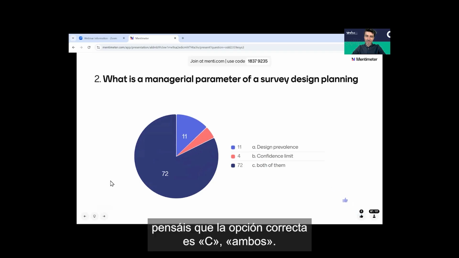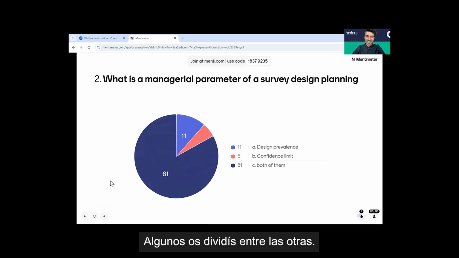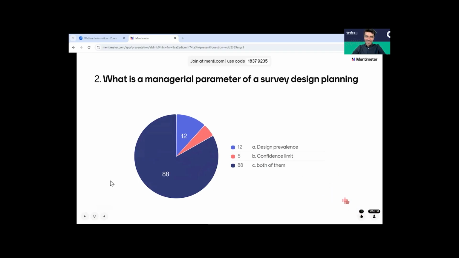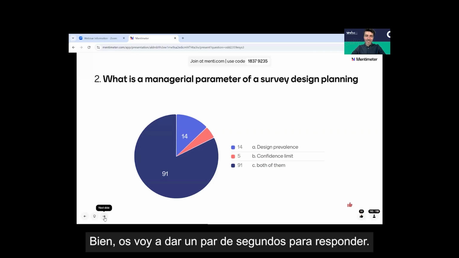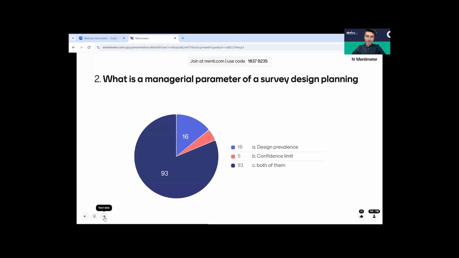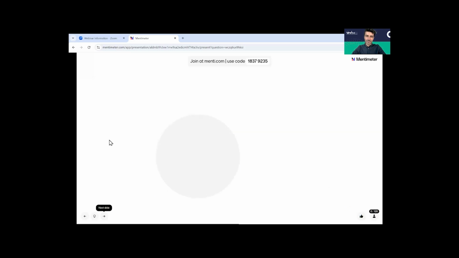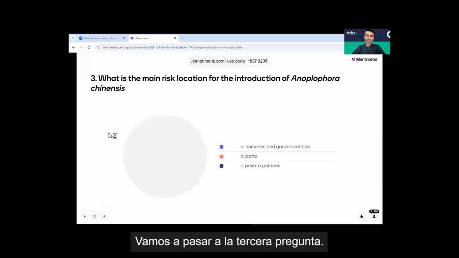Almost all of you think the correct option is C, both of them. Some of you are divided between the others. Let's see what the expert thinks at the end of the presentation. Okay, so I give you a couple seconds to answer. Okay, let's move on to the third question.